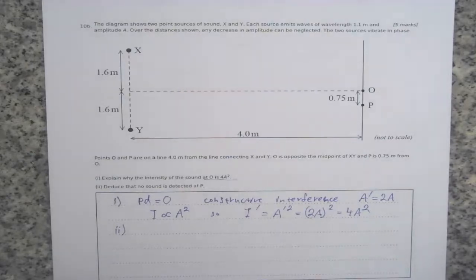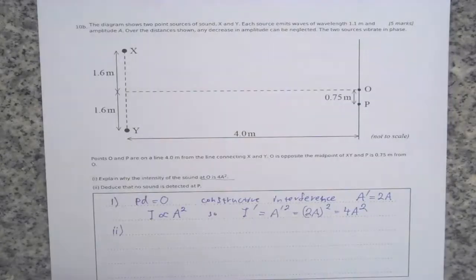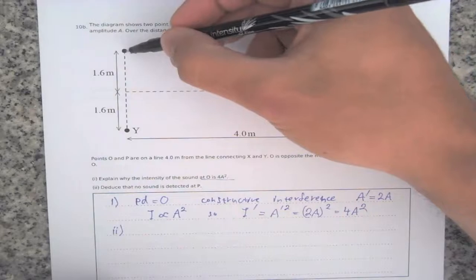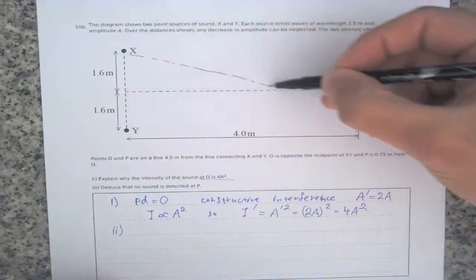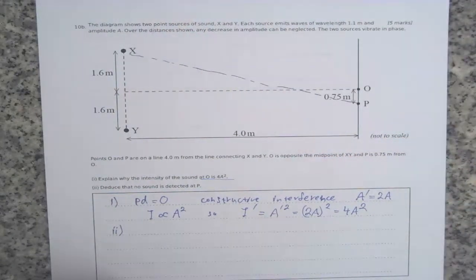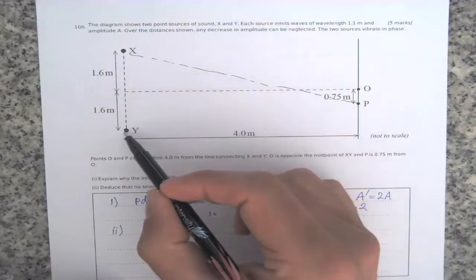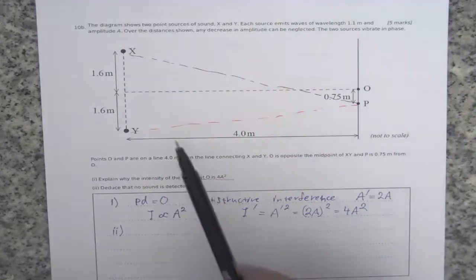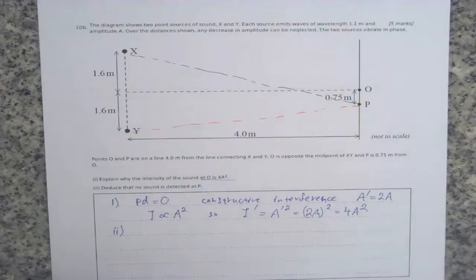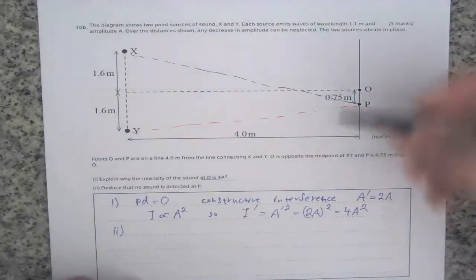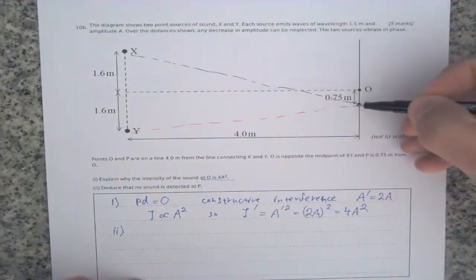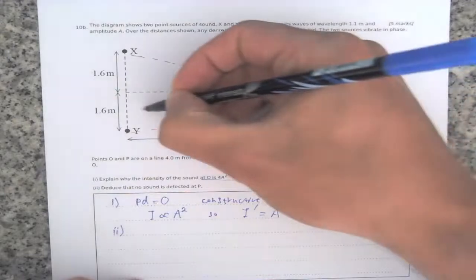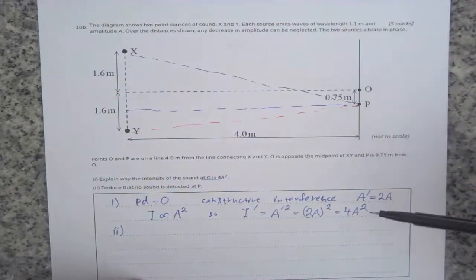By showing what is the path difference relationship with wavelength. From x, the distance that the sound is going to cross is all the way here. And from y, the distance is going to be all the way here. So you need to calculate now these paths. How will you do that? Using Pythagoras theorem. This is the triangle that you want to work on.